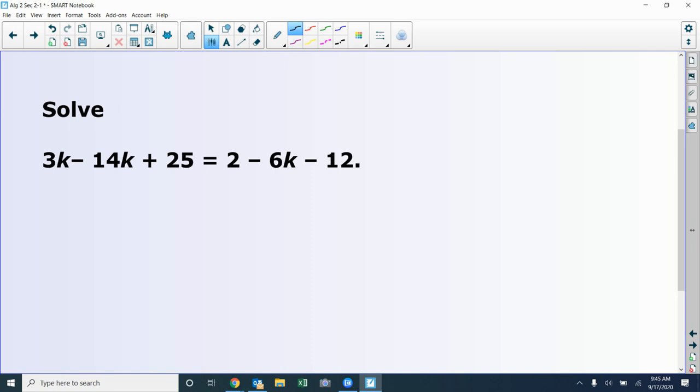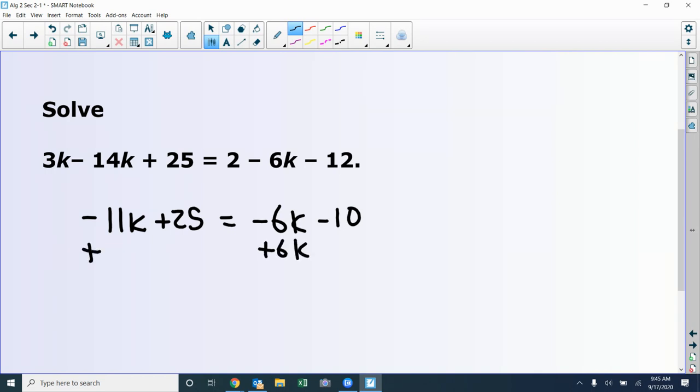So it really doesn't matter where we get the k's, but most of the time we'll start by getting things together over here. So negative 11k plus 25. Over here we'll get the minus 6k. Adding our numbers, we're going to get negative 10 there. Again, doesn't matter which way we go with the numbers or the k. I'm going to go ahead and add 6k over here. So plus 6k.